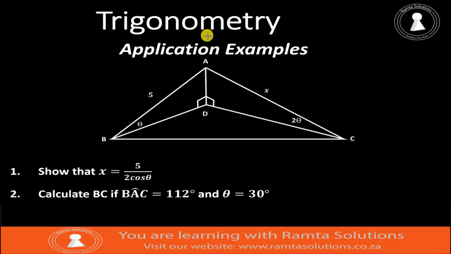So we are given this beautiful object and we are asked to show, first, that x is equal to 5 over 2 cos theta. By the way, this is not for grade 11s, it is for grade 12s. We must also calculate BC, given that angle BAC is 112 degrees and angle theta is 30 degrees. So without any waste of time, let's get into it.